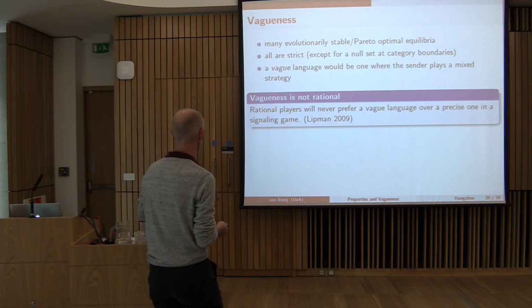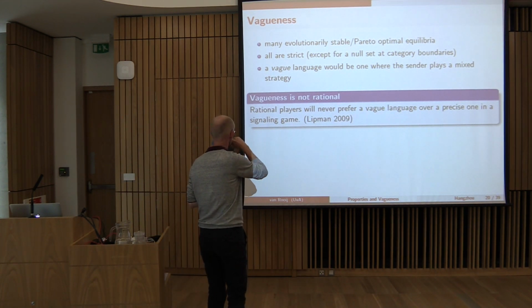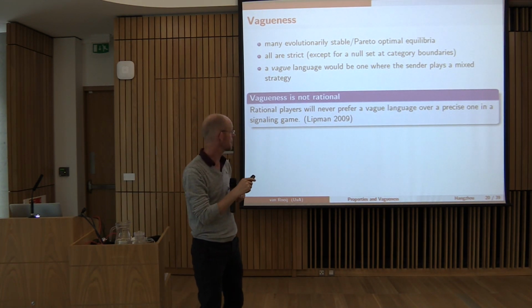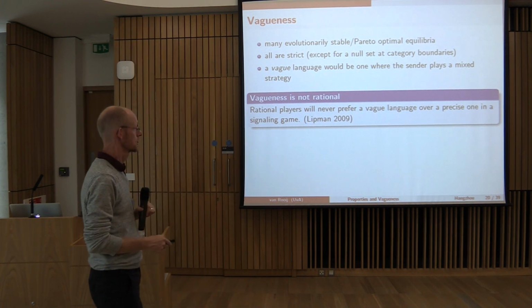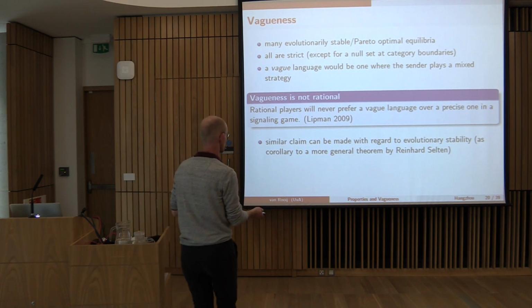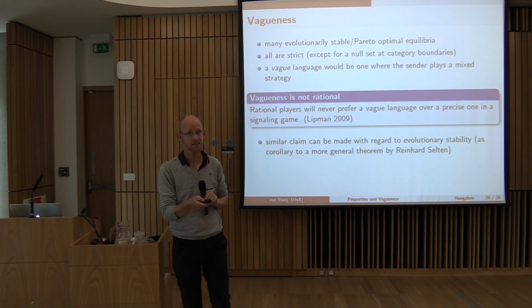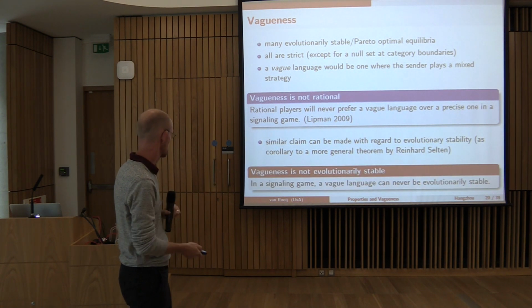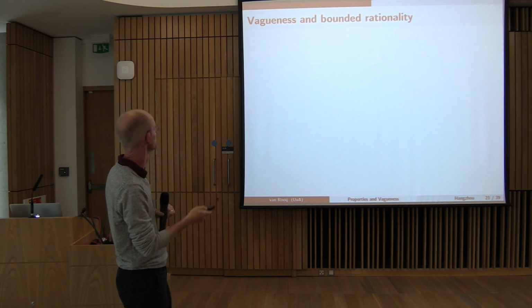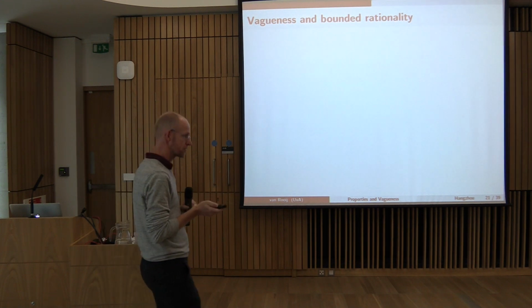However, there is a result that rational players will never prefer a vague language over a precise one if you model vagueness in terms of mixed strategies, because there is actually a general result that with mixed strategies, things can never be evolutionarily stable in these types of games. So that's a problem. So how do we account for vagueness?